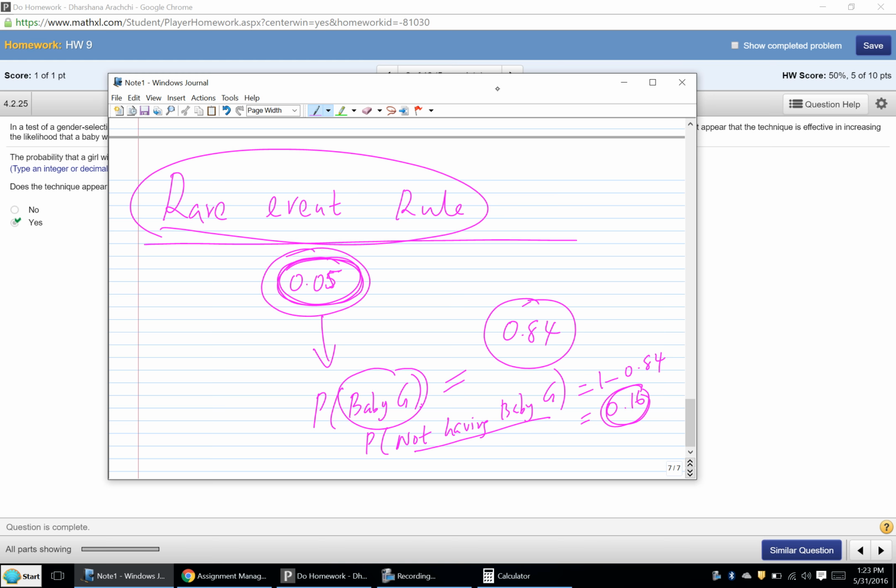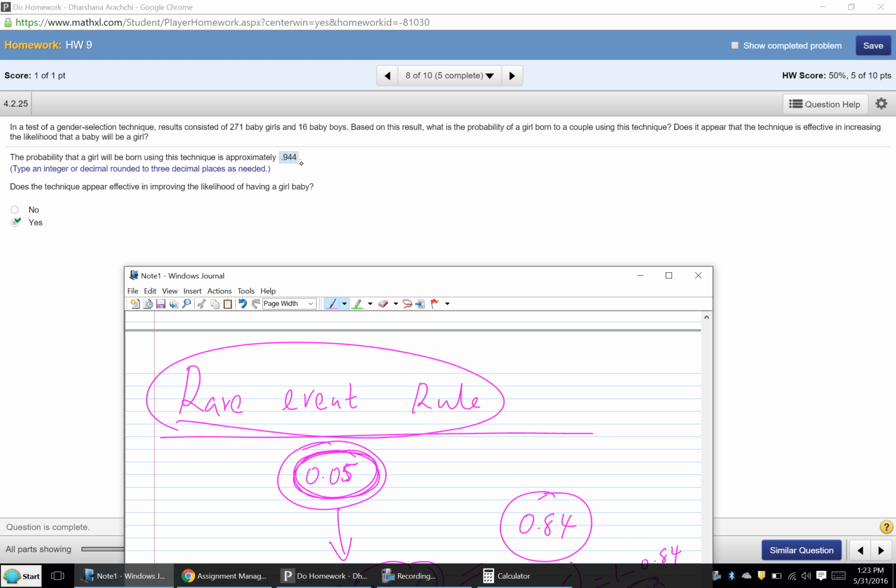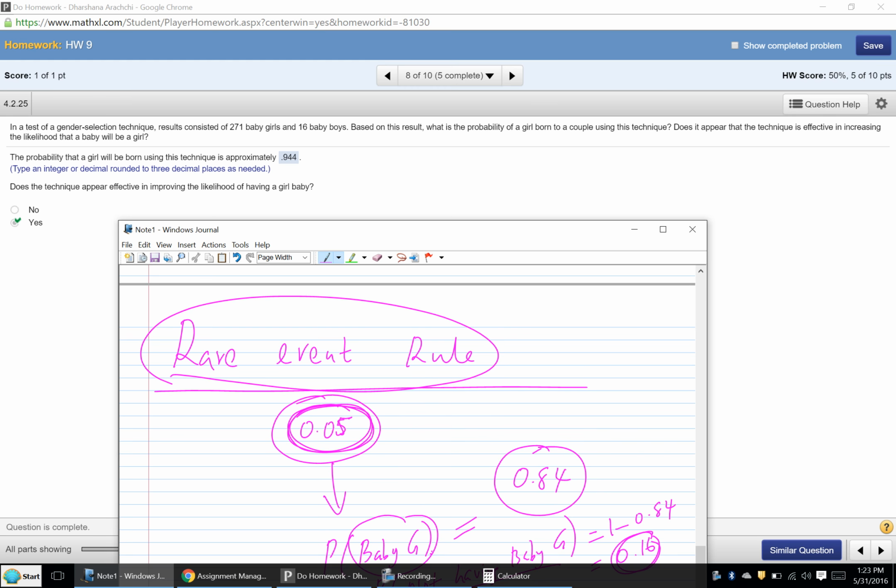But for this example, 0.944 is almost like 0.95, very close to 0.95. So you can consider it as a rare event. The rare event means not having a baby girl, because if you do 1 minus 0.944, it's going to be 0.06 something, very close to 0.05. So you can consider the error in this experiment with these numbers as rare, so therefore it is a successful technique.